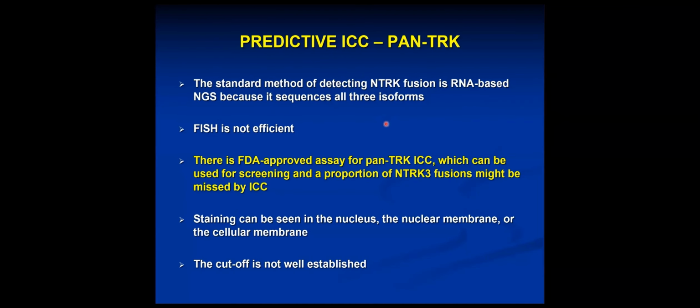Regarding NTRK fusion, there is an FDA-approved pan-TRK IHC assay available for screening purposes, and the standard method for detecting NTRK fusion is still RNA-based NGS, and FISH is not efficient because there are NTRK1 to 3 fusions.